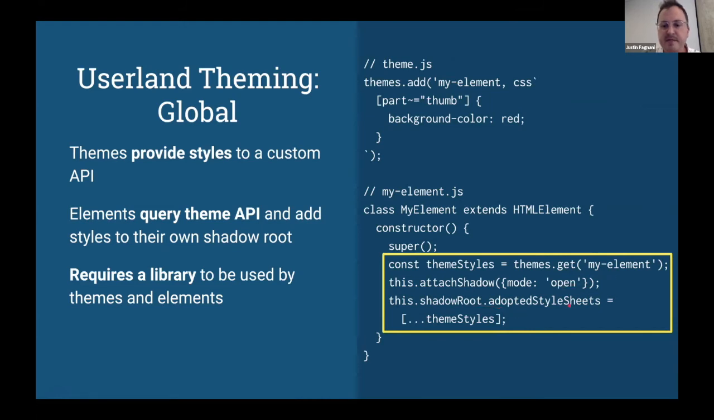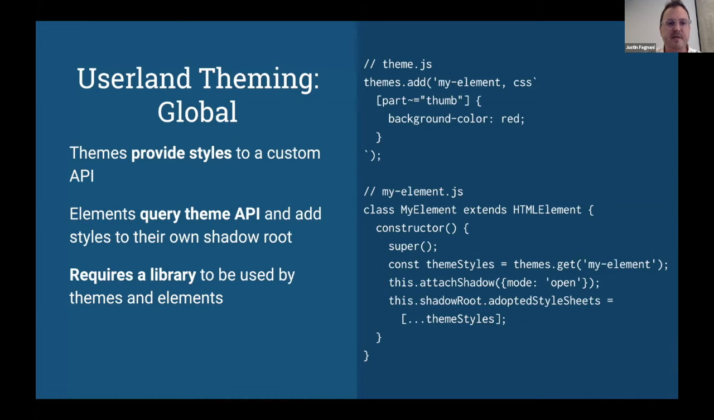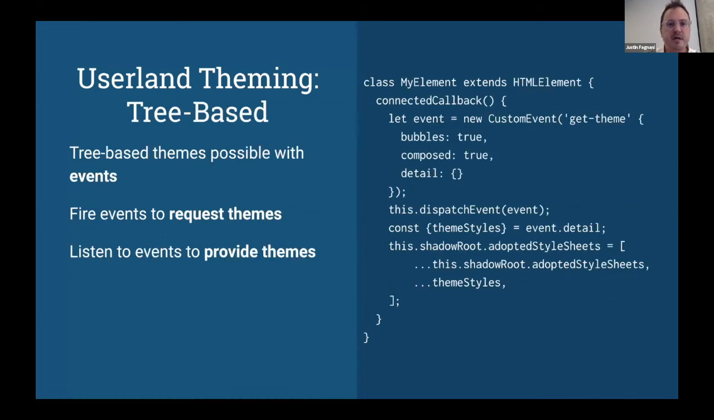And then using adopted style sheets, you can imagine that it would be fairly easy to now apply the styles that you get out of the theme system to the individual components. So this is not a real API I'm showing right here. This is just an example of what you could do if you wanted to create a cooperative theming system in JavaScript. Okay, and so this example here, by the way, is not tree-based. This is global. So there's like one global map, and all the components in the page will get styles from that global map. But themes are great when they're tree-based because you can kind of customize different parts of your page.